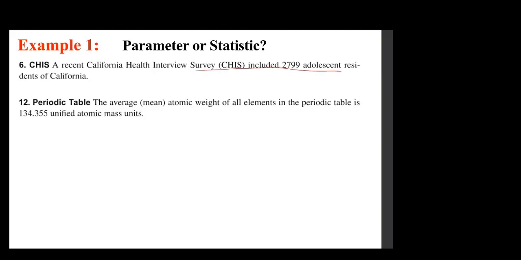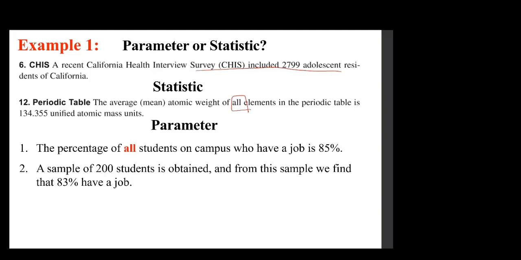Parameter? We had only, it doesn't matter, it was fairly large, 2,799, but nevertheless, it was a sample. Therefore, it's a statistic. The first one is referring to a sample of size 2,799. When you want to distinguish between the two, pay attention to whether you're dealing with the whole or a portion of it. How about this one?